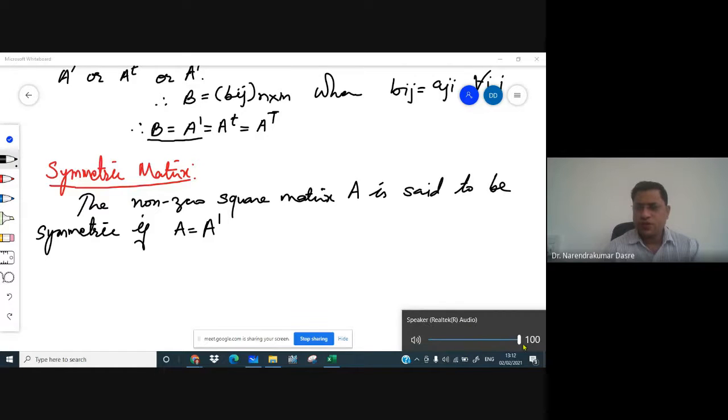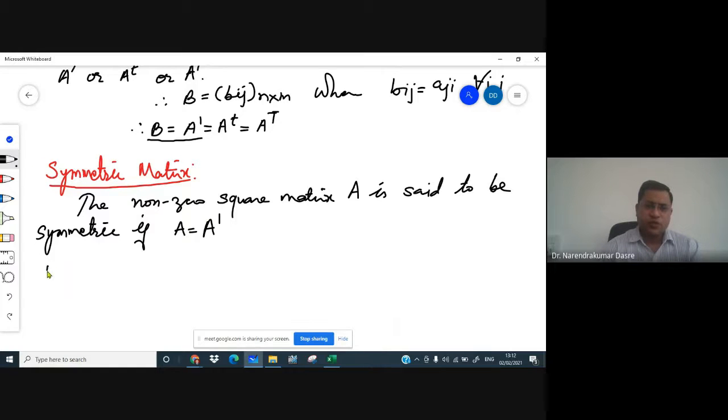So when you say a matrix is symmetric if A is equal to A transpose, it means the matrix and its transpose are the same. If your matrix and its transpose are the same, then you can say it is a symmetric matrix. So for example, if I consider A equal to 1, 2, 3, 2, 1, 5, and here 3, 5, 7.